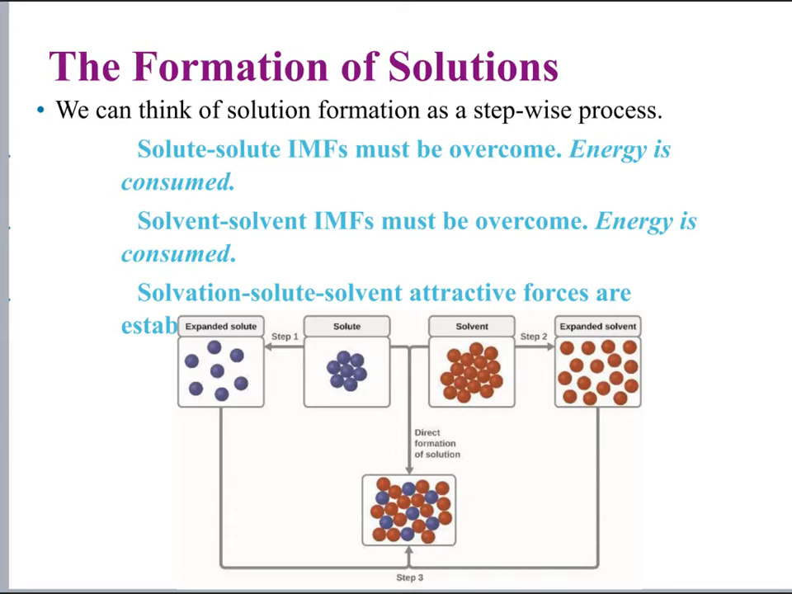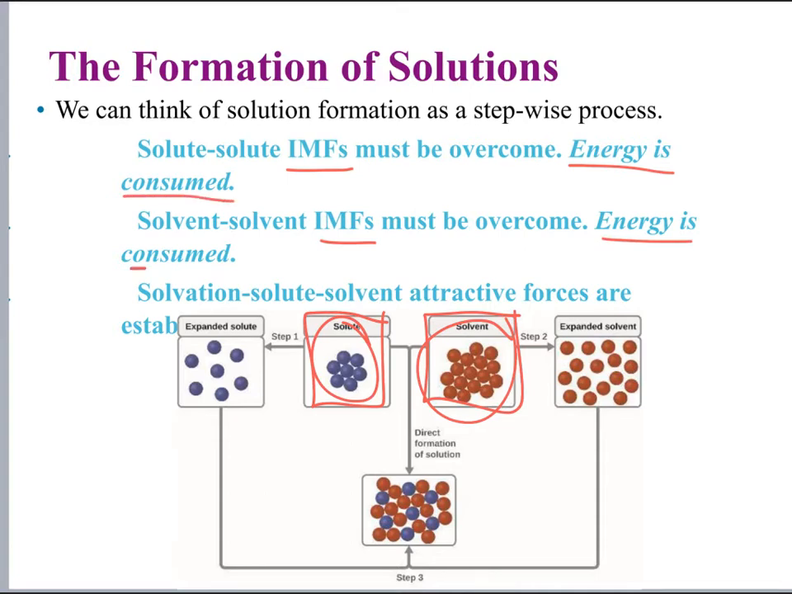So whenever solutions form, we can think of it as a stepwise process. So what do we mean by this? We start off with a solute and a solvent. This is before we mix. And whenever this happens, there are things that you have to overcome, like IMFs. So we have the IMFs that are between solutes themselves and then solvent molecules themselves, ions, whatever it is. In order for this to be mixed, you have to overcome all those IMFs. So energy is consumed for both of those things, for overcoming the solute-solute, overcoming the solvent-solvent.